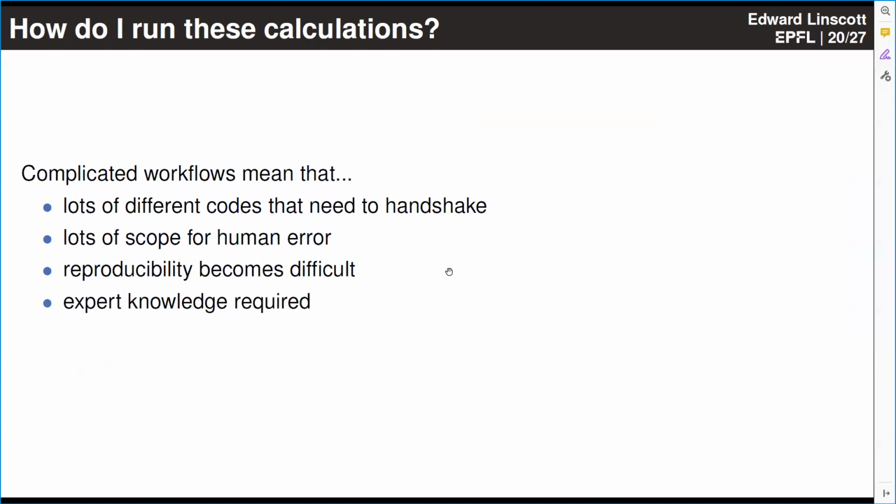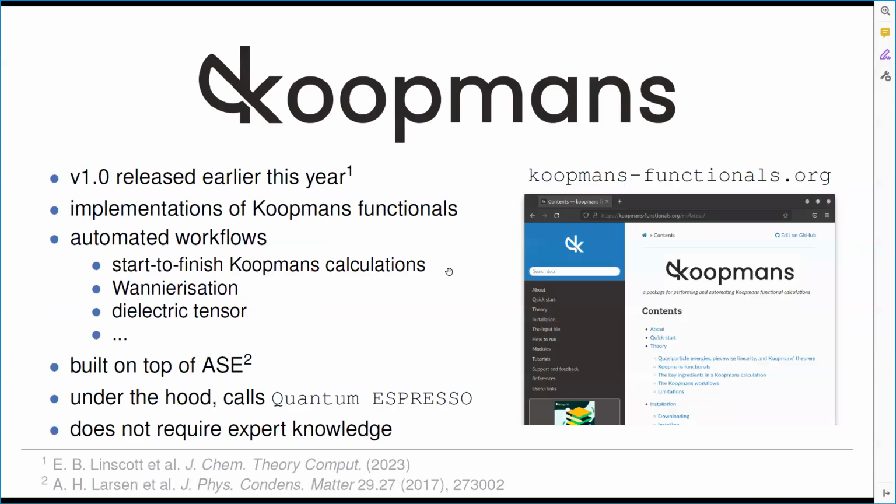And really, you need to be very, very familiar with the method and with the codes in order to perform these calculations. So we didn't like the fact that this is what we were dealing with, and so we've recently released the Koopmans code. The idea is that this should take care of all of the boring practicalities of performing these workflows and allow users to really focus on the science and what's going on.